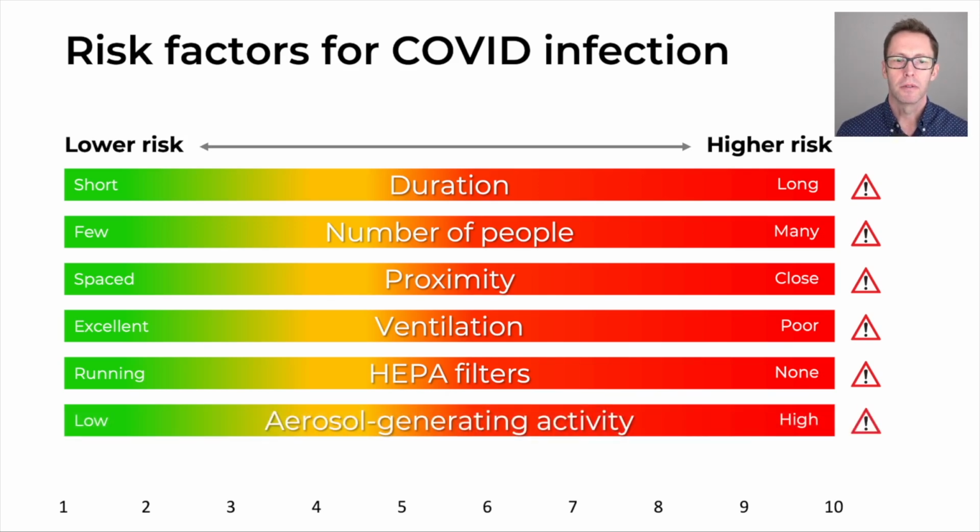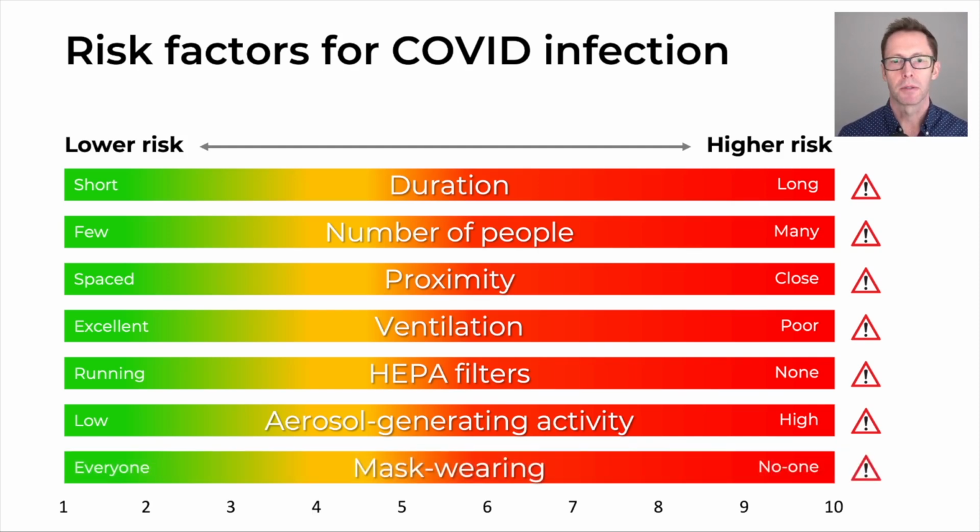Aerosol generating activity is another risk factor that's actually relatively poorly understood. As we've talked about before, breathing generates aerosols, but there are some other factors that we'll talk about in a moment that actually produce much larger volumes of aerosols. And so aerosol generating activity is another risk factor we're going to spend some time on. And lastly, mask wearing. If you have everyone in a space wearing a mask, then that's obviously much lower risk than if you have no one in a space wearing a mask.